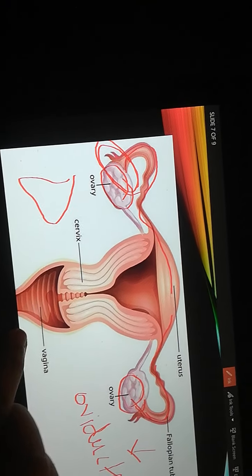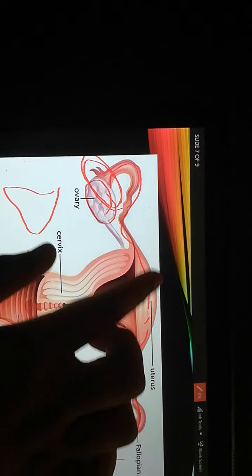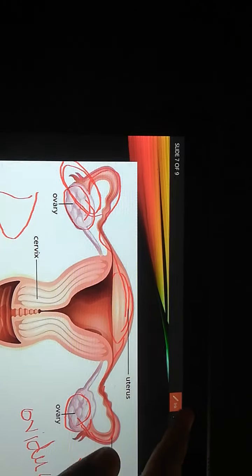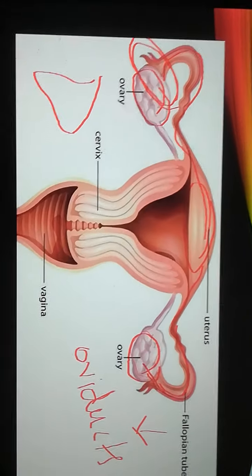This is the cervix and this is the vagina. And this part is called the uterus. Okay, so let's go to the next slide.